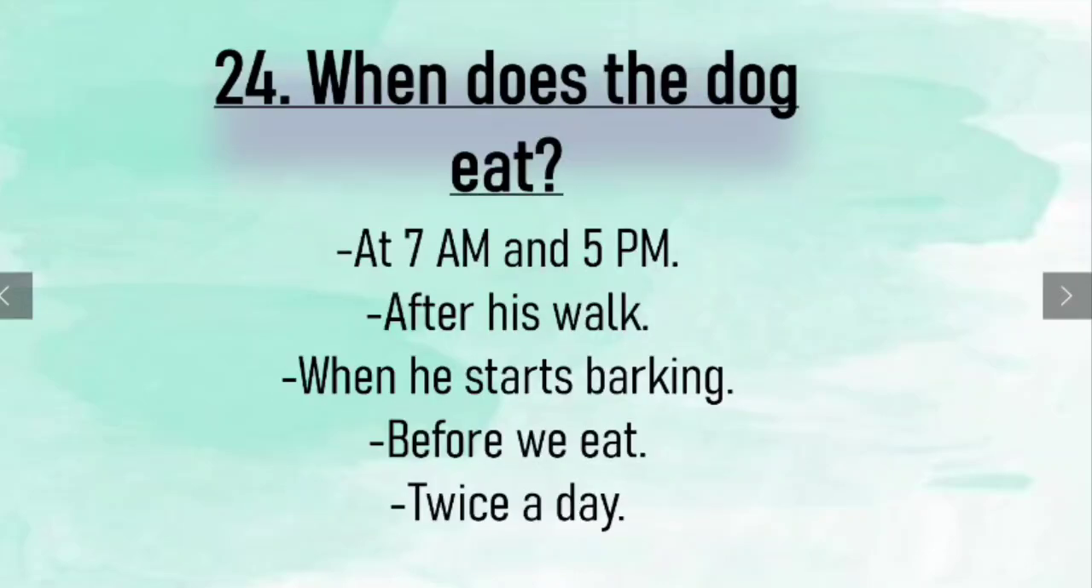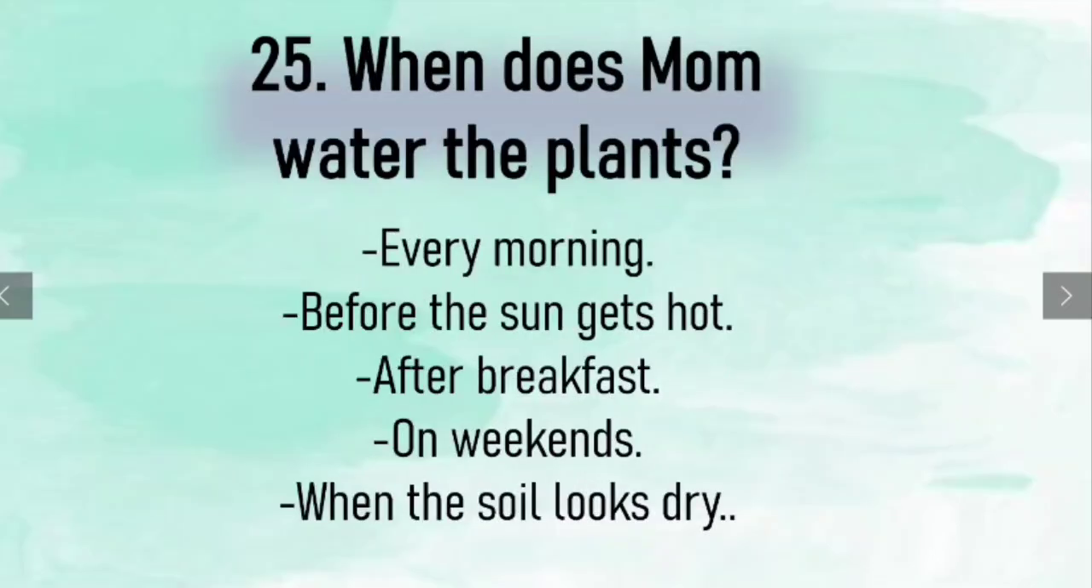24. When does the dog eat? At 7 a.m. and 5 p.m. After his walk. When he starts barking. Before we eat. Twice a day.